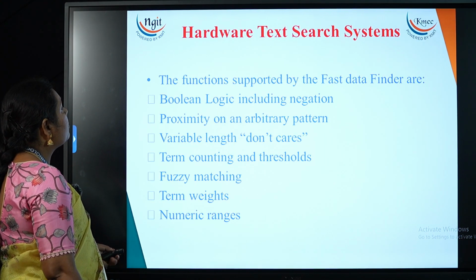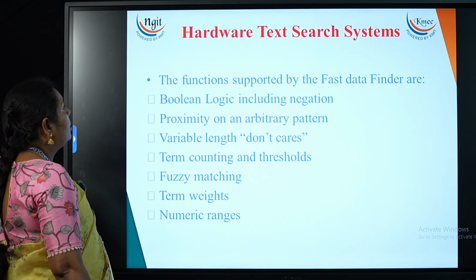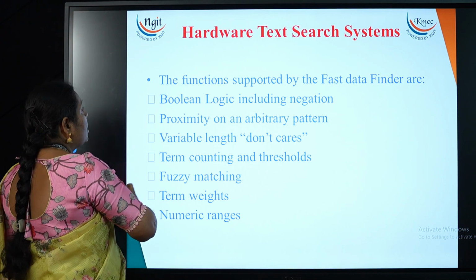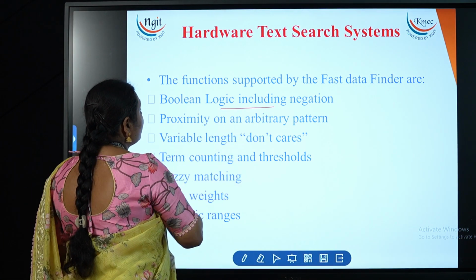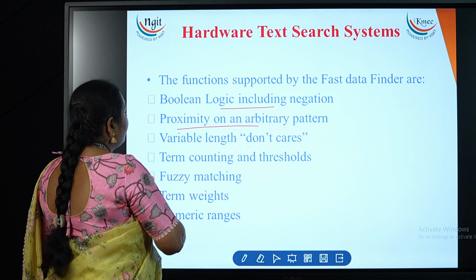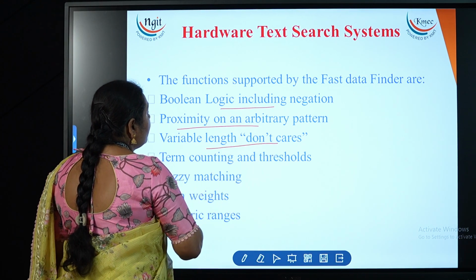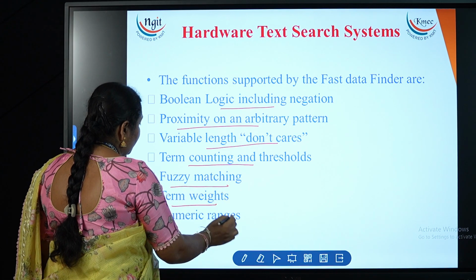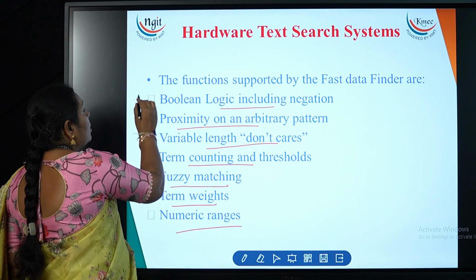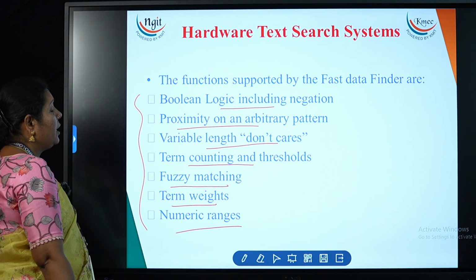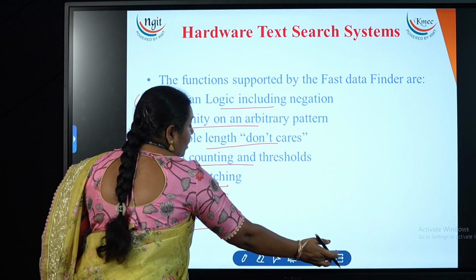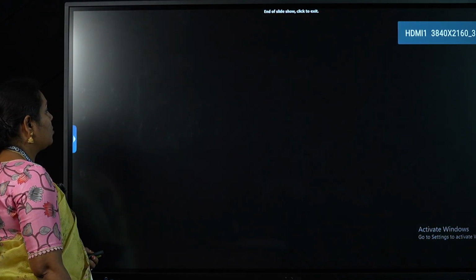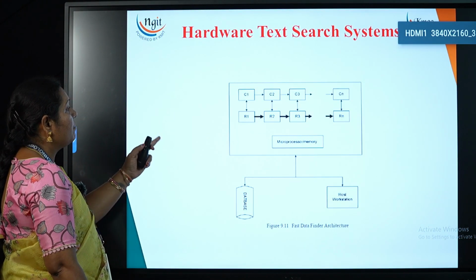What are the different functions supported by the Fast Data Finder, FDF? Boolean logic including negation, proximity of an arbitrary pattern, variable length don't cares, term counting and threshold, fuzzy matching, term weights and numeric ranges. All these functions can be done using your FDF. You can note these as applications for your further usage. This is your exact diagram for your FDF.